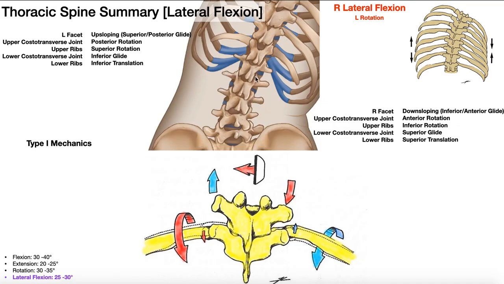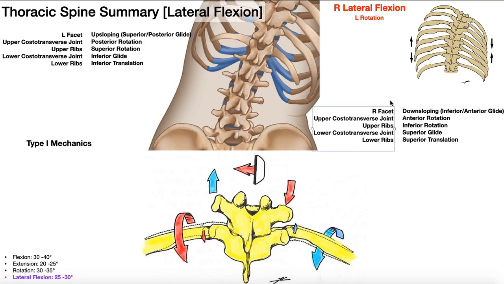So here we've got a posterior view of the spine. We've got right lateral flexion, and what I want you to keep in mind is that when we laterally flex to the right, there's going to be less space for the ribs on the right and more space for the ribs on the left. We're going to see these effects manifested as these movements down here. So we're doing right lateral flexion. What's going to happen here? Well, we're going to have a little bit of left rotation, and this is going to lead to a little bit of change in how downsloping and upsloping occurs.